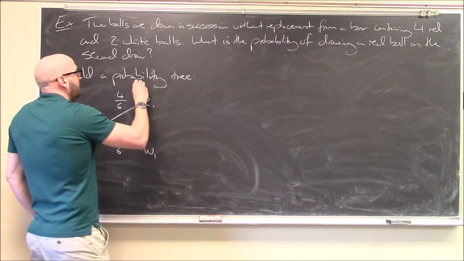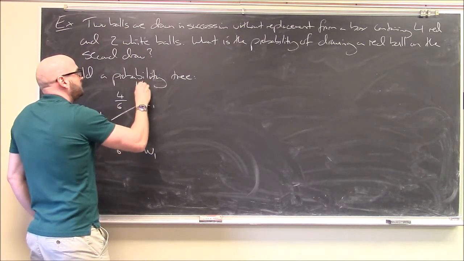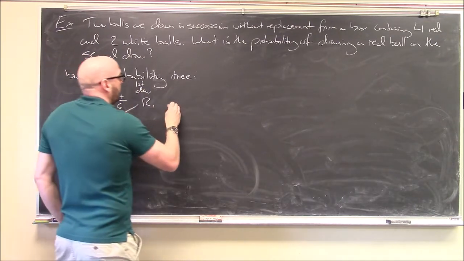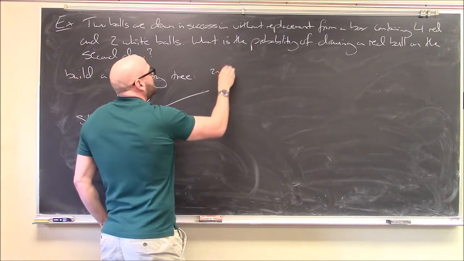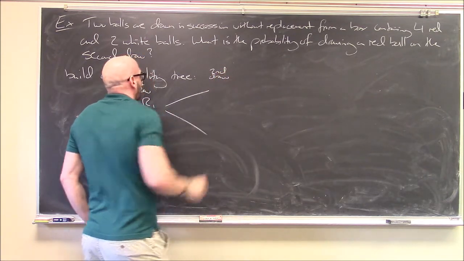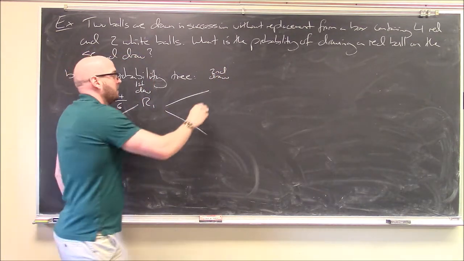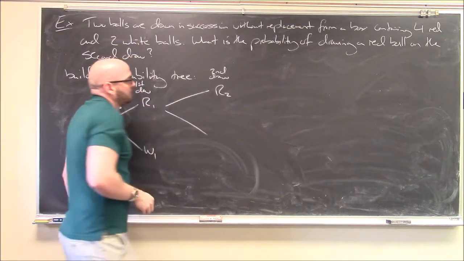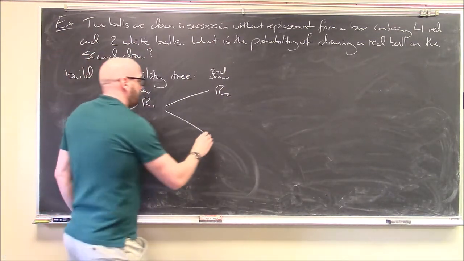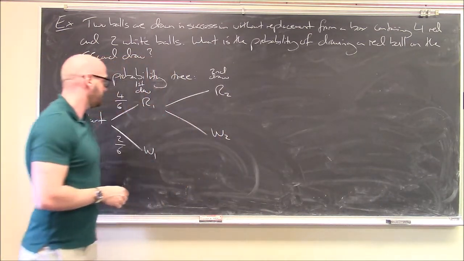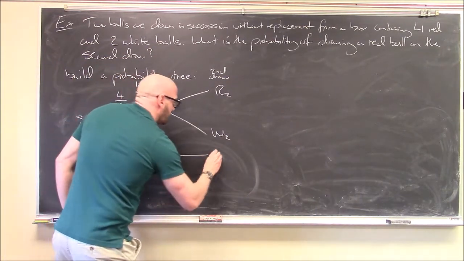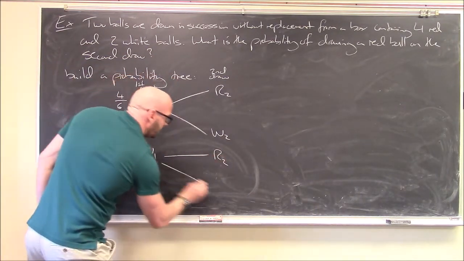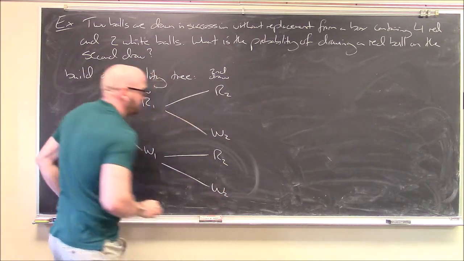So here's the first draw. And then I do it again, right? Then I've got my second draw. And on the second draw, I either draw a red ball, so I'll call it R2, or a white ball. And similarly down here, I either draw a red ball or a white ball.